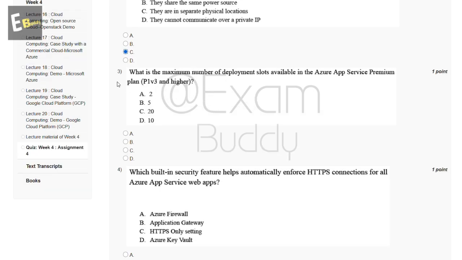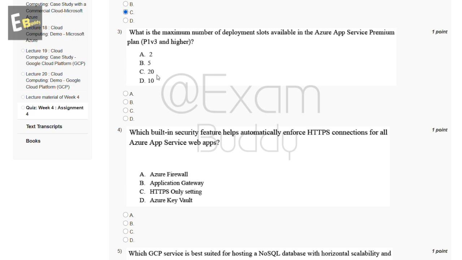Now, the third question is: what is the maximum number of deployment slots available in the Azure App Service Premium plan, P1 v3 and higher? So, these are the options: 2, 5, 20, 10, and the answer to our third question is C, 20.